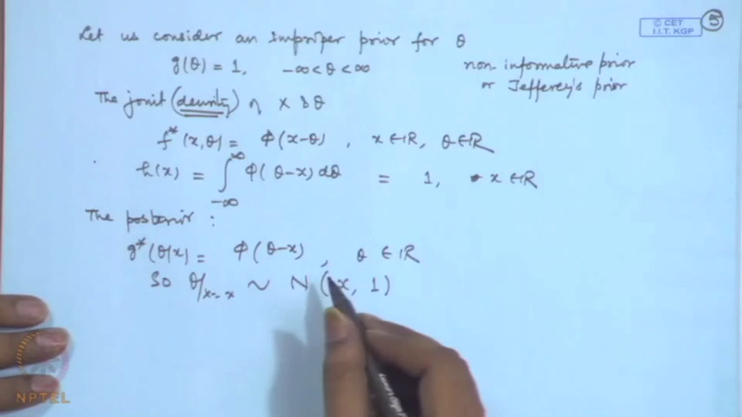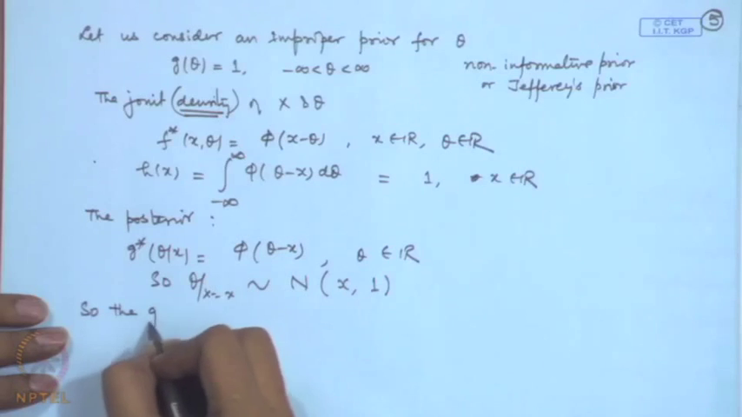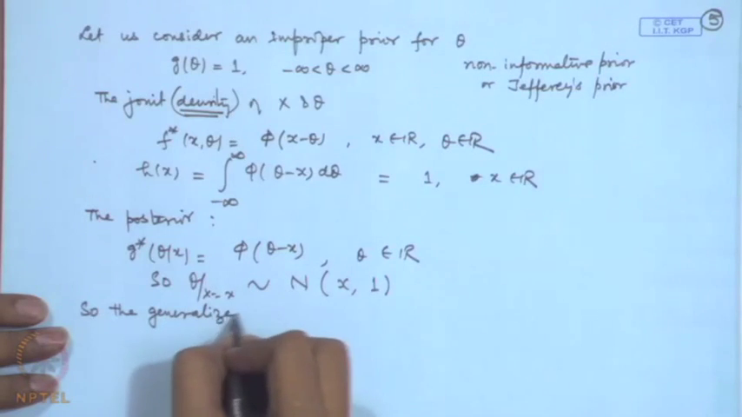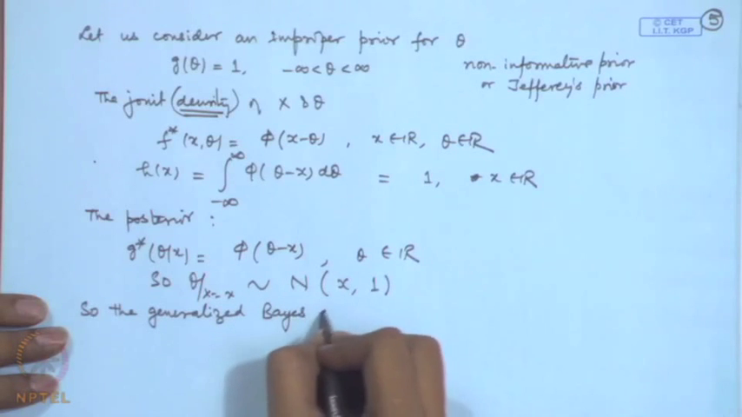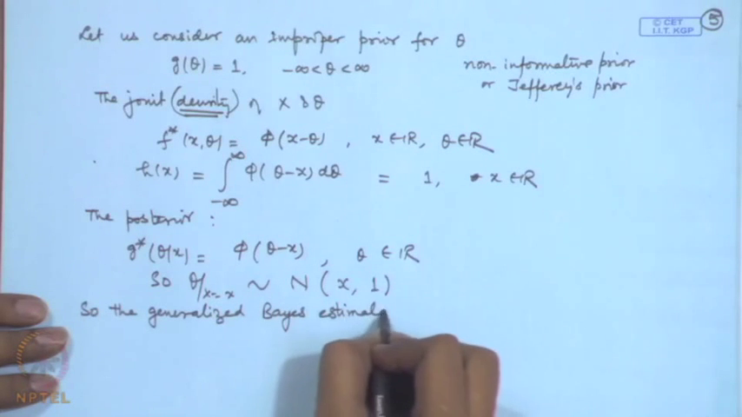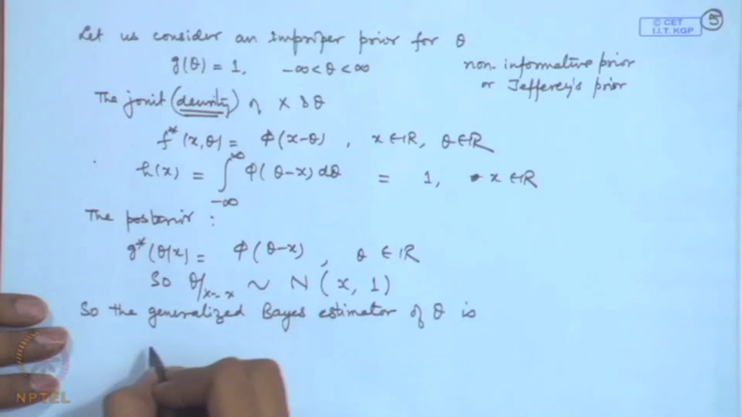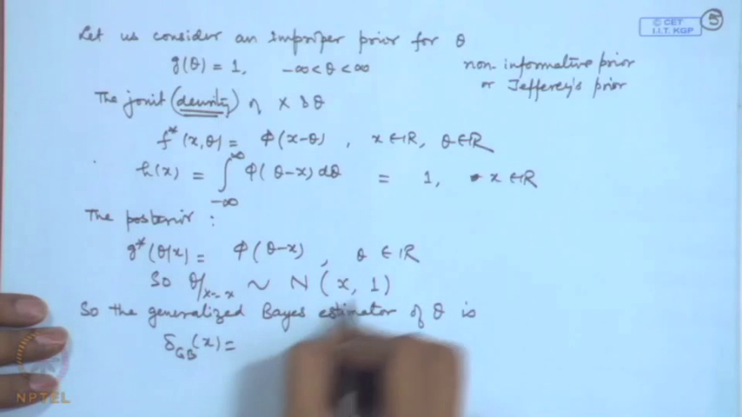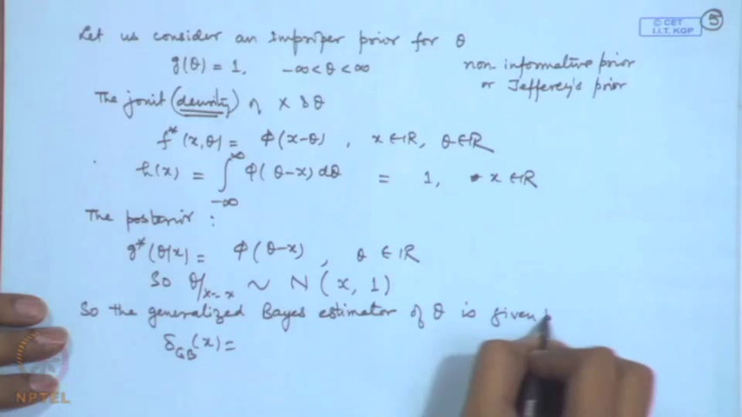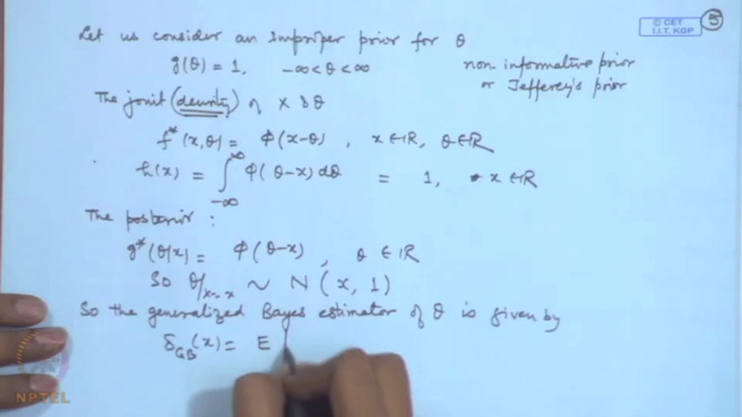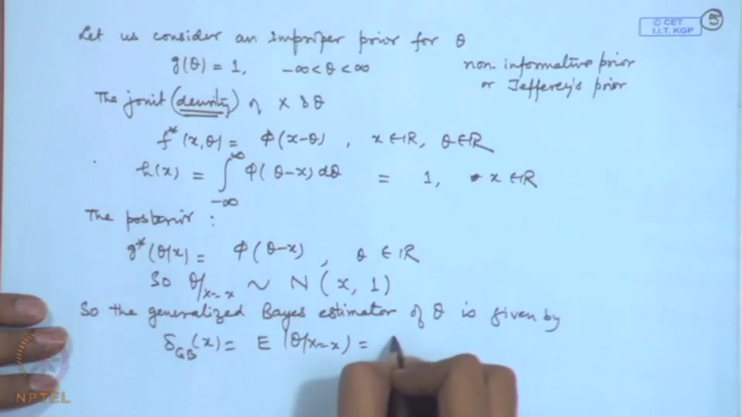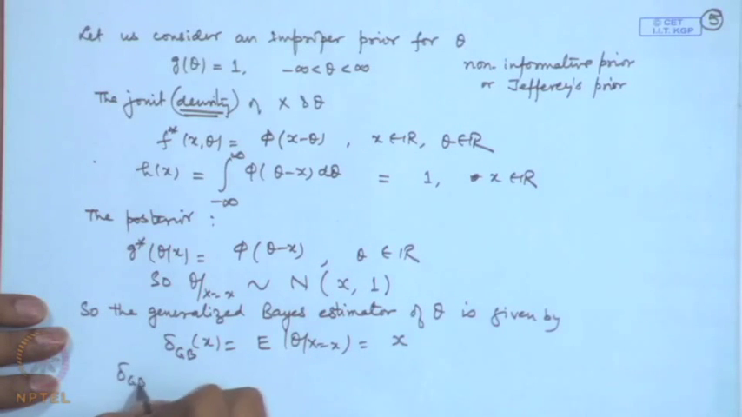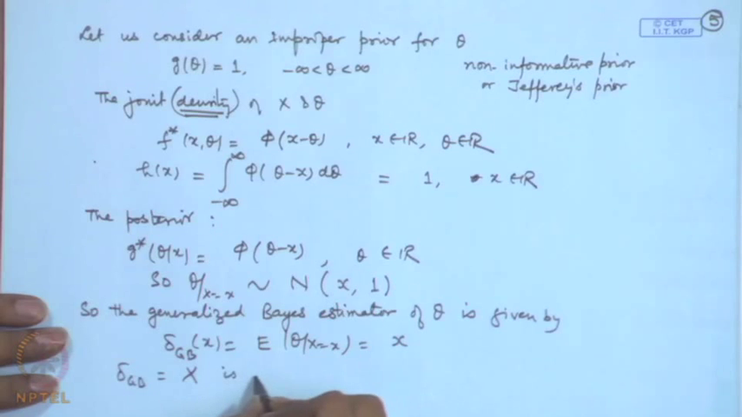Therefore, we will be able to calculate the Bayes estimator, which will be called the generalized Bayes estimator here. So, the generalized Bayes estimator of theta, let me call it delta gb, is equal to x, that is the mean of this. So, delta gb is equal to x is the generalized Bayes estimator.